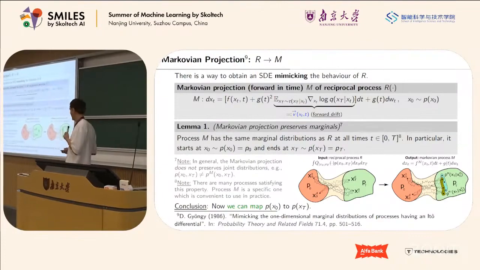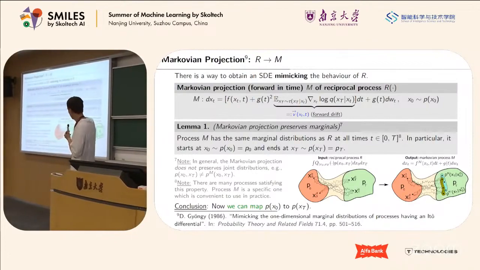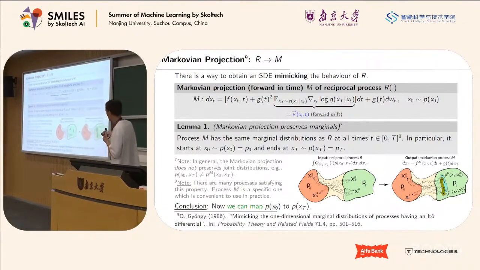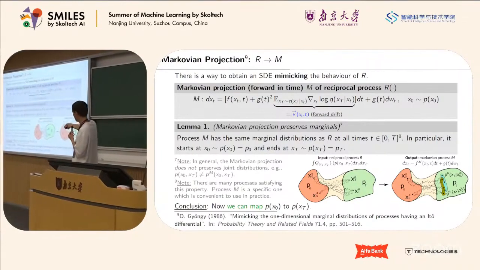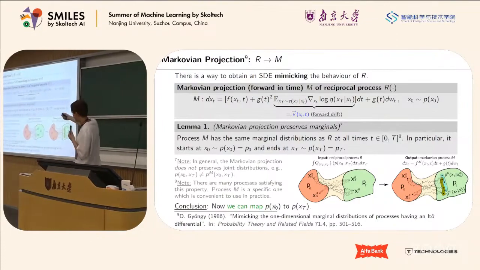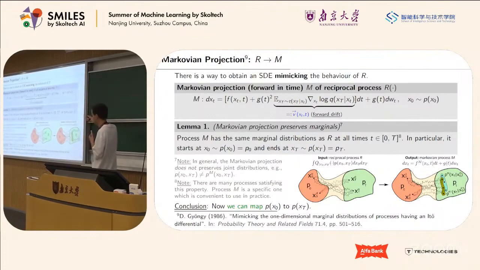In fact, this Markovian projection is given by this formula. This is quite a complex theory from about 30 years ago or so. It is formulated in our particular case, where we work with reciprocal processes and do the Markovian projection for these mixtures of diffusion bridges. The main point is that there is a process called the Markovian projection, which in forward time, when we move from left to right, is given by this stochastic differential equation.